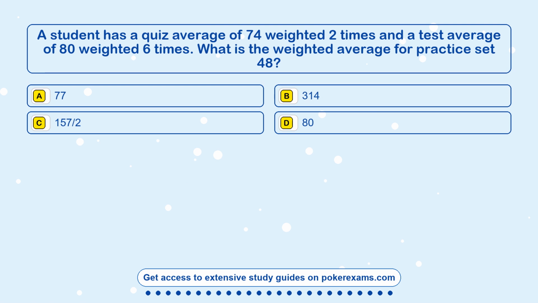Question 20. A student has a quiz average of 74 weighted 2 times and a test average of 80 weighted 6 times. What is the weighted average for practice set 48? Option A 77. Option B 314. Option C 157/2. Option D 80.